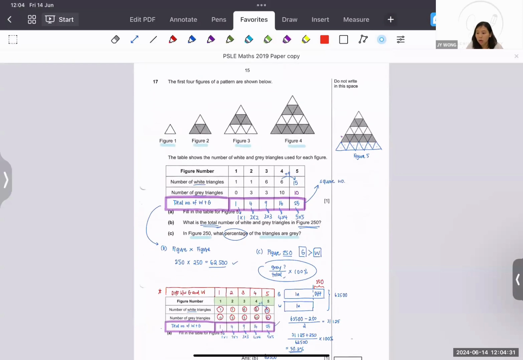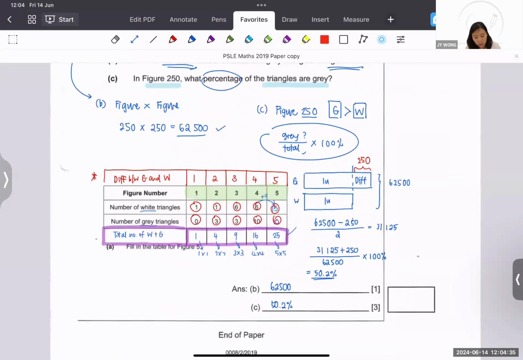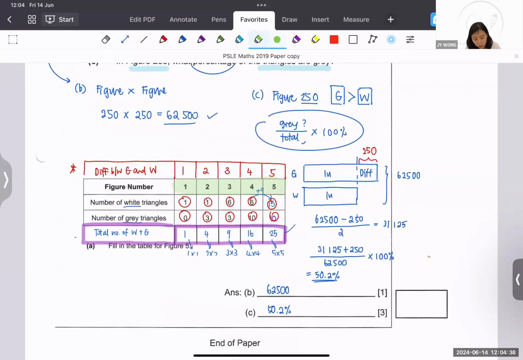Part C is important. The only thing that you need to remember for C is that you need to figure out which one is more. Is it gray more than white or white more than gray? For the figure number that's even, the gray is going to be more than the white. So make sure that you do not see it otherwise, then of course your answer is going to be wrong. So the main thing is, for part C, you need to figure this out.